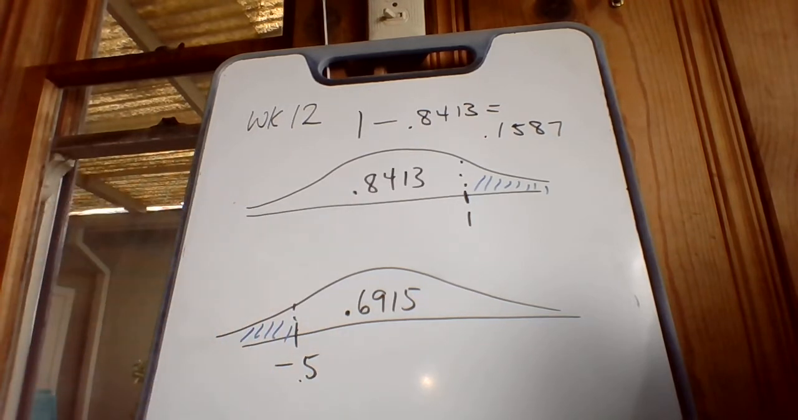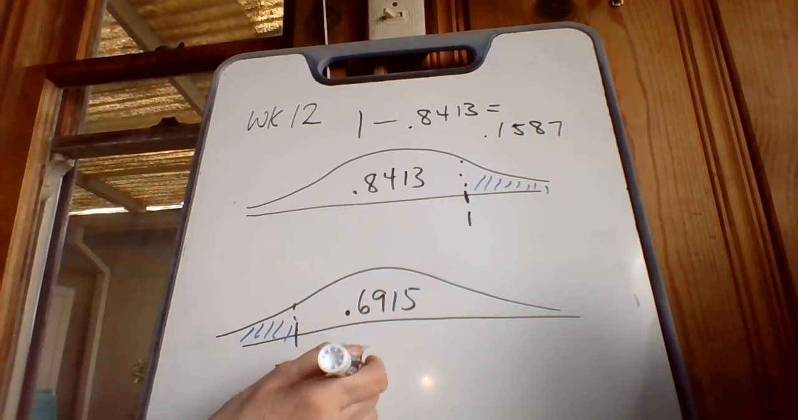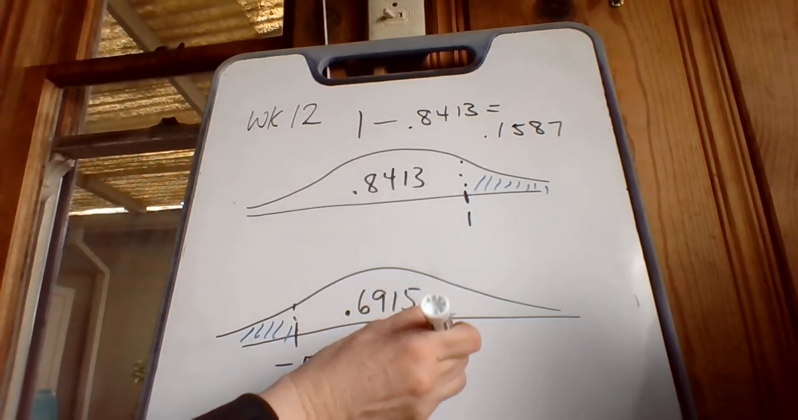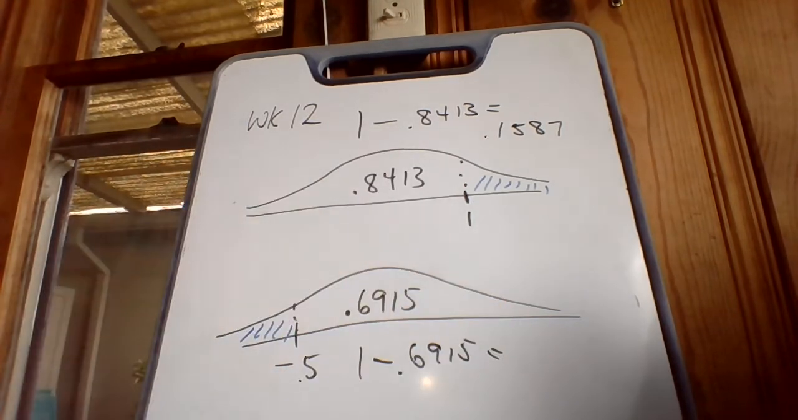Still a normal standard bell curve, still got area 1, and I've told you what that right-hand side is. So 1 minus 0.6915. 1 minus 0.6915 is 0.3085.